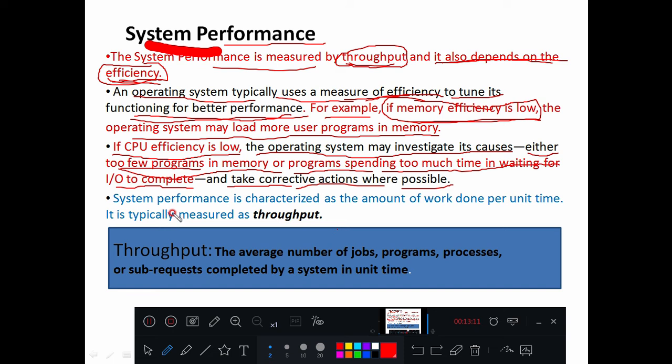So how is system performance characterized? It is characterized as the amount of work done per unit time, and it is typically measured as throughput. So what is throughput? Anything that shows you your efficiency, if that efficiency is correlated with time, then it becomes throughput. Very simple. So what is throughput? The average number of jobs, programs, processes and sub-requests completed by a system in unit time.